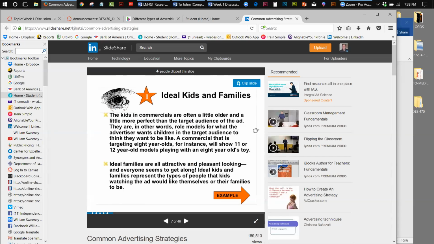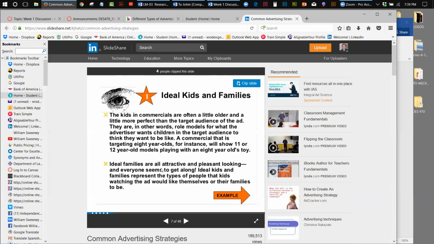Well, role models for what the target audience think they want to be. A commercial that is targeting 8-year-olds, for instance, will show 11 or 12-year-old models playing with an 8-year-old's toy. If that's what they determine will work. Again, though, research goes into this. Believe me, they do not do this just arbitrarily. This is all researched out. A lot of money is spent on doing this research and understanding what these particular role models are going to do for their target audience. Will they work? Will they not work? If they determine that they will not work, they are simply not going to do it.